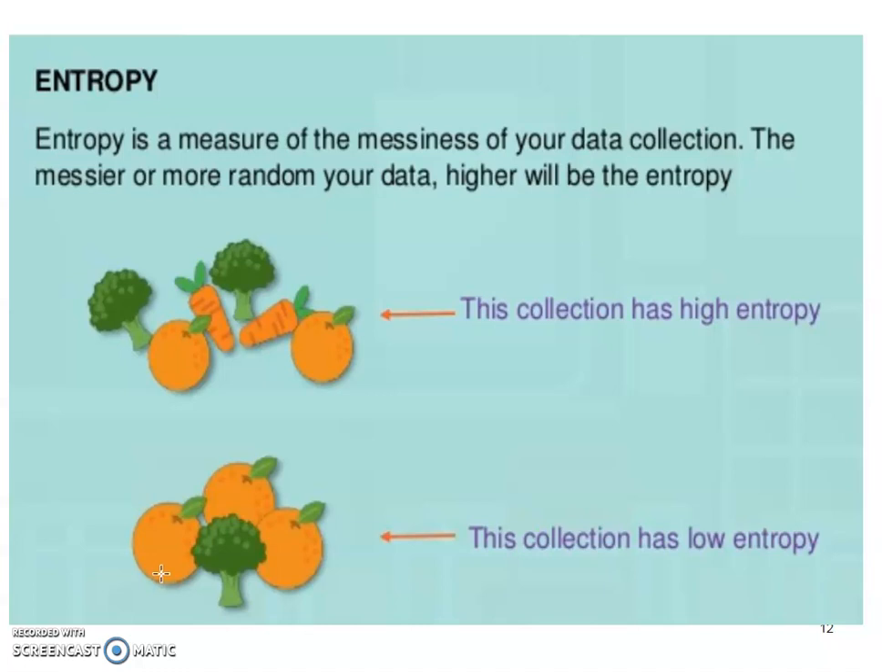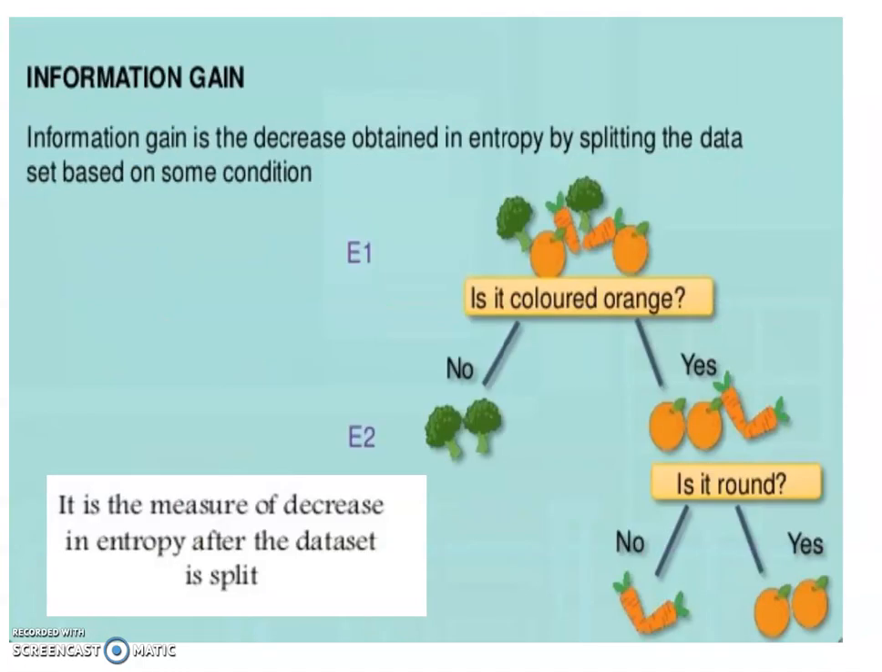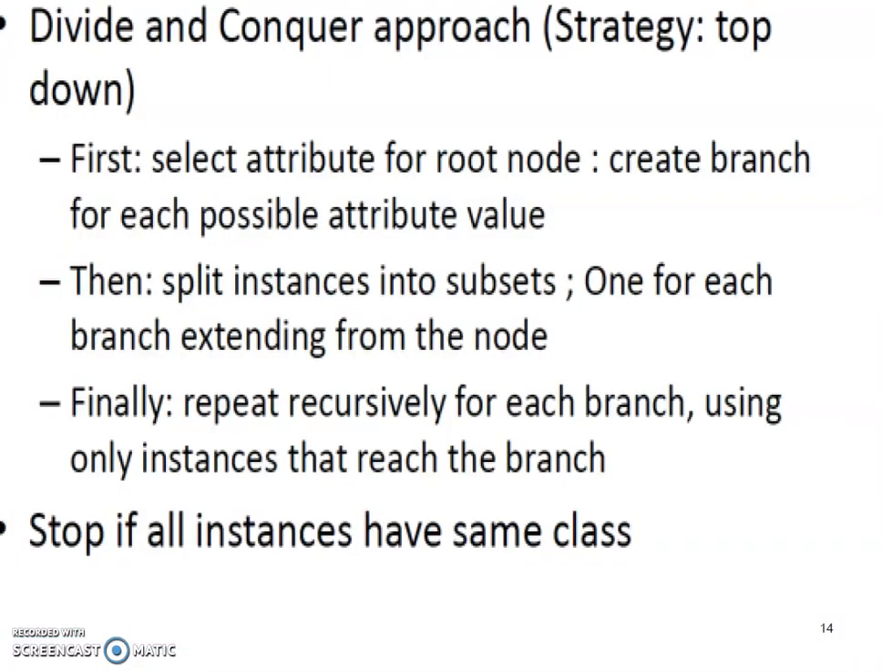Followed by this, we will make use of something known as information gain, which we use after splitting on a criterion, to see how much the entropy has reduced. Decision tree follows a divide and conquer approach.